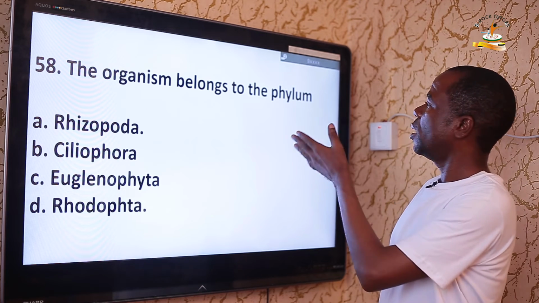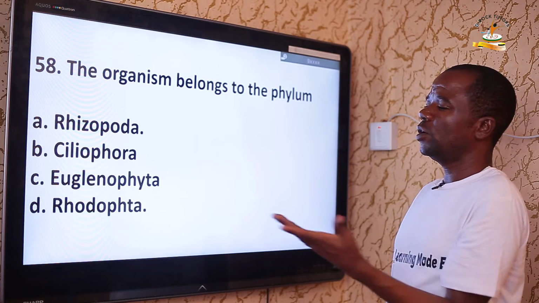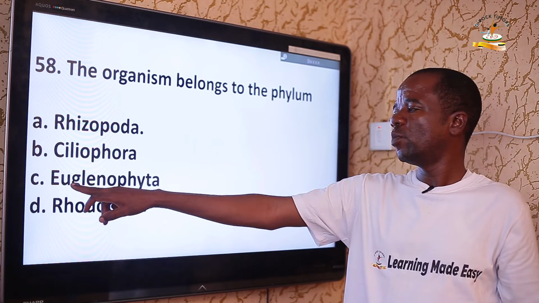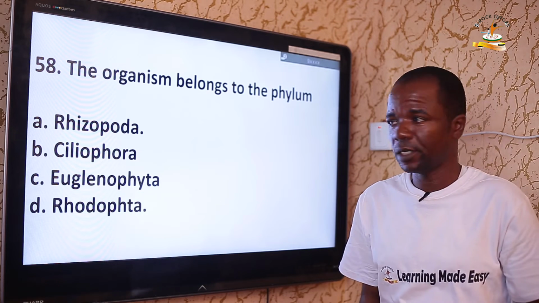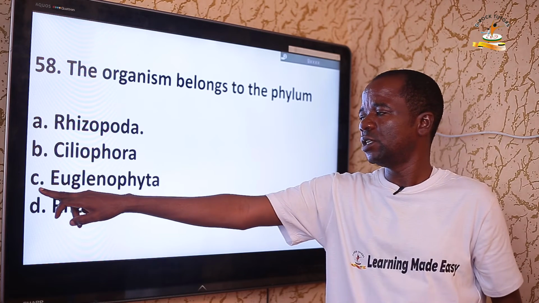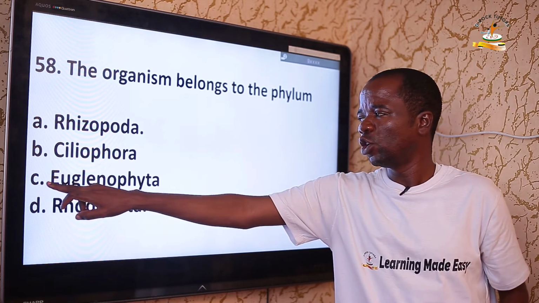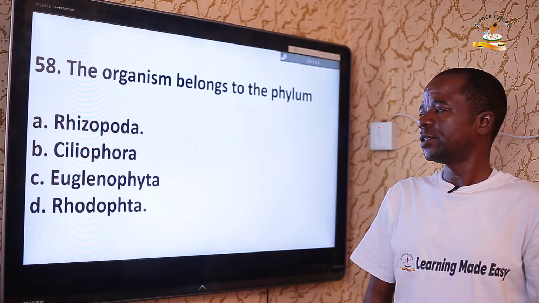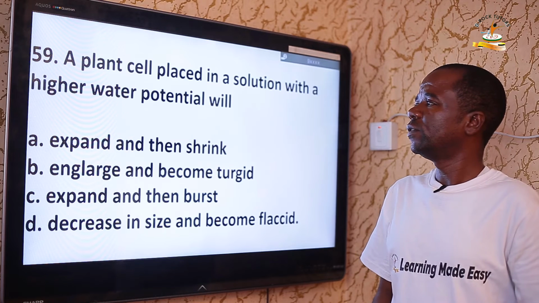Let's look at number 58. The organism belongs to the phylum. We know it's euglena, so it belongs to the phylum Euglenophyta. That's the correct answer, option C. Euglena belongs to the phylum Euglenophyta. So that's that.